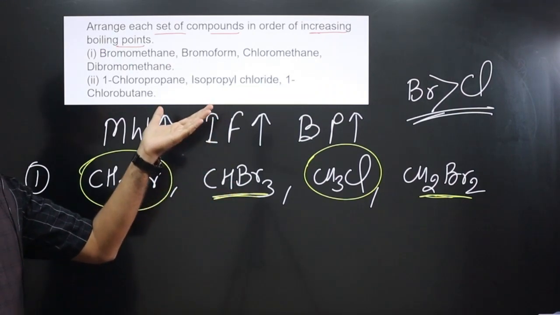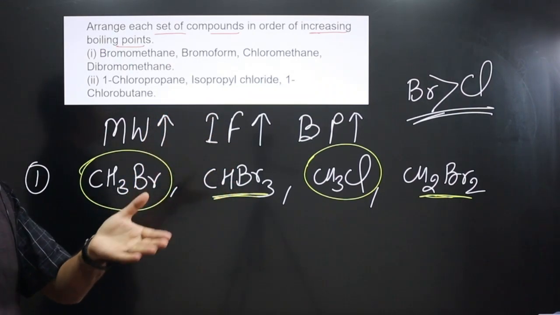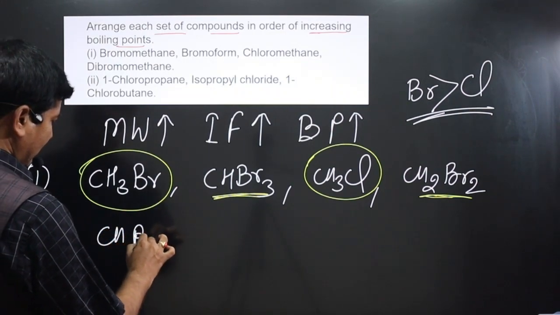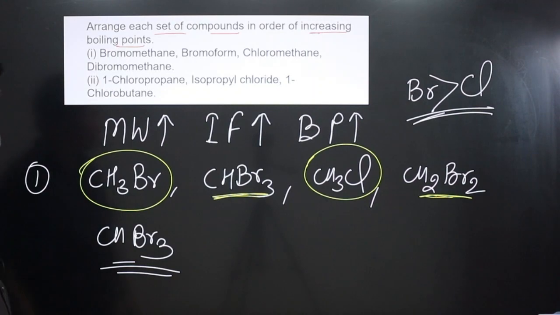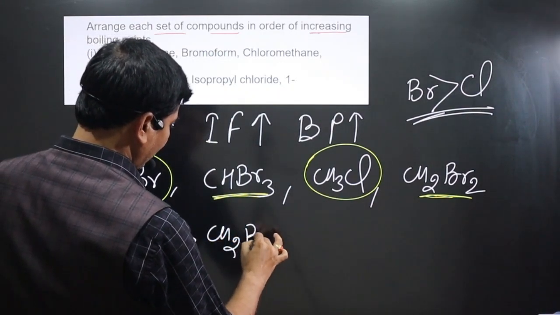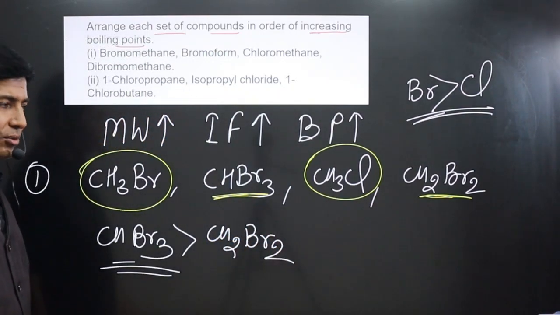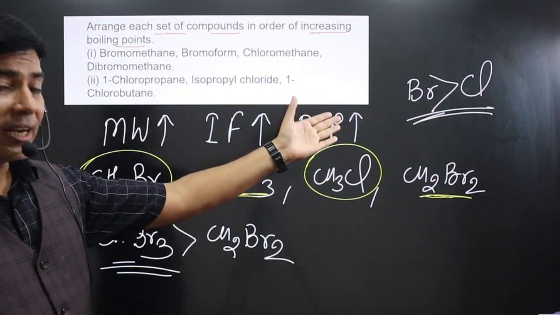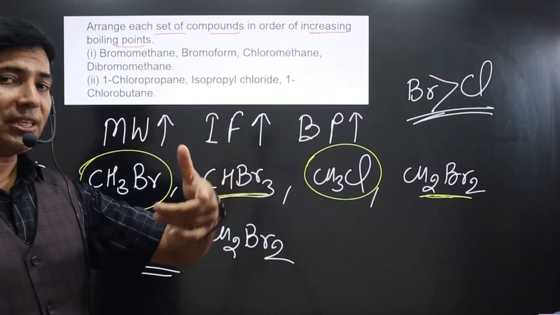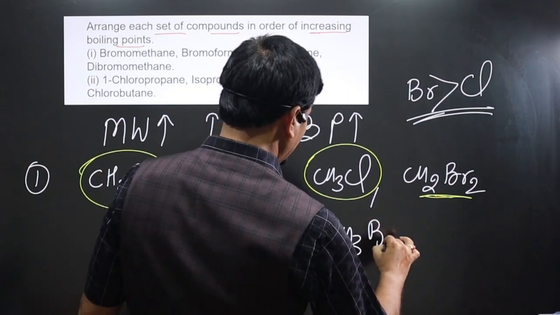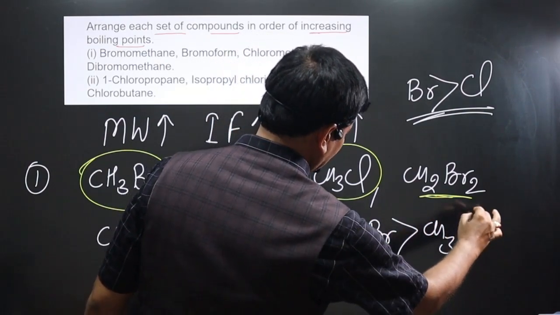As the number of Br increases, molecular weight will also increase. So first we have the highest boiling point for CHBr3, whose molecular weight will be very high because 3 Br are there. Next we have 2 Brs, CH2Br2. In this case one halogen, in this case one halogen. Now we can see Br has higher atomic weight than Cl. So then we have CH3Br, and in the last we get CH3Cl.